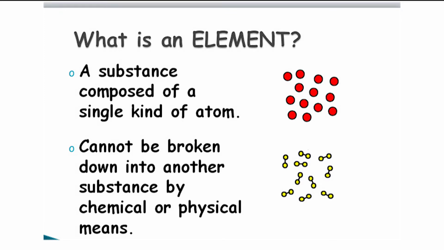An element is a substance composed of a single kind of atom. An element cannot be broken down into another substance by chemical or physical means. As an example, if I have oxygen, it cannot be broken into something simpler.